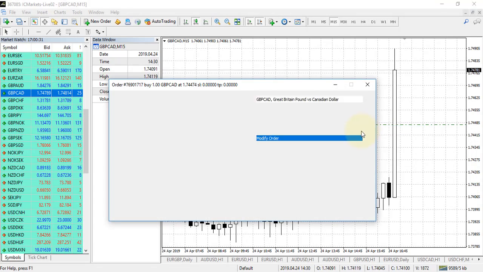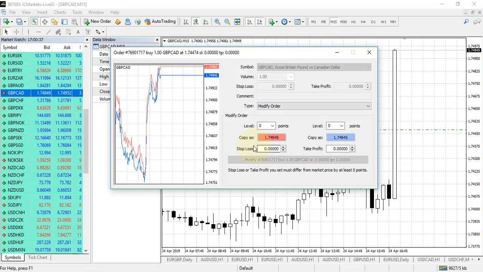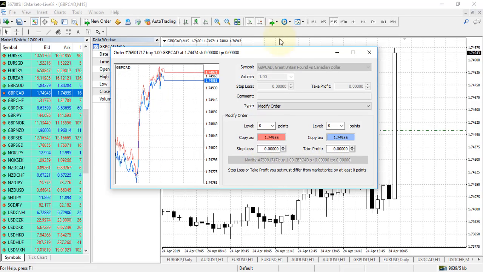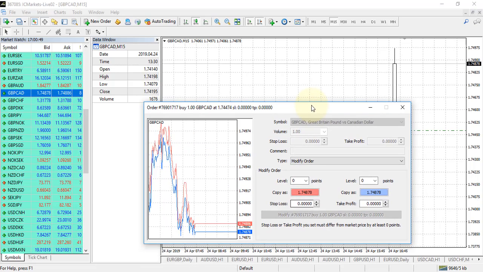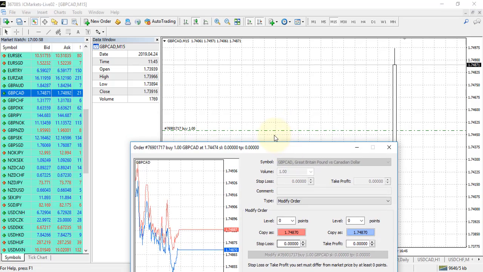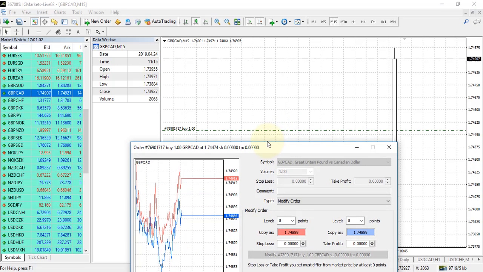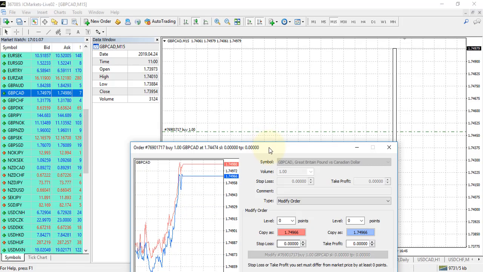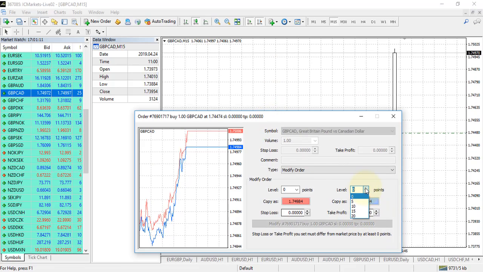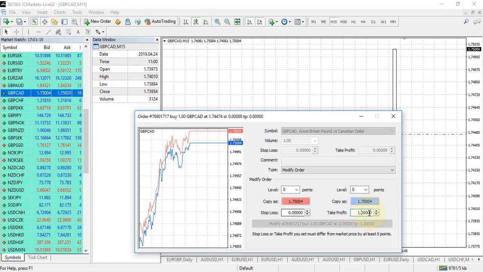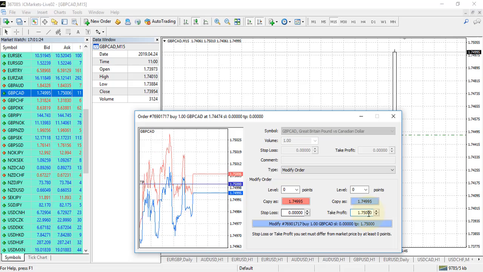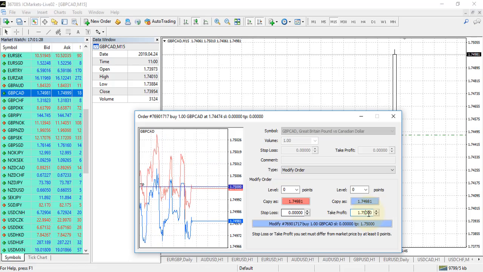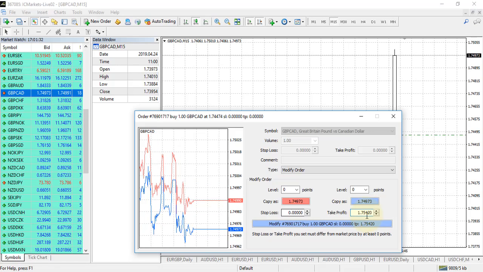modify this. Okay. Set our take profit target to 100 pips. So we're going to take profit. Our trade was triggered at 1.7442, about 5.1. So our take profit will be 1.7542. That's 100 pips profit.